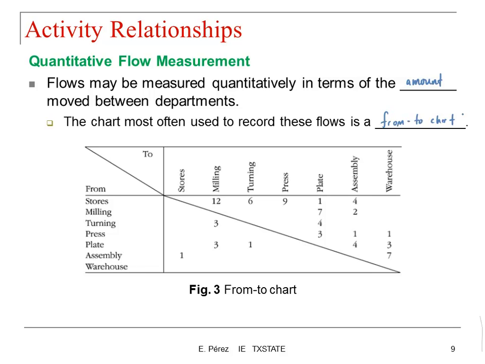So for instance, you are moving from stores to milling 12 units. You move from stores to press 9 units. If you are going from assembly to stores, you are moving 1 unit. So this is the same type of representation as the one we have for the mileage. Now this is called a from-to chart. Same idea, but this includes the departments within the facility. Again, we're going to measure the amount of units that are moved between departments. Any questions?